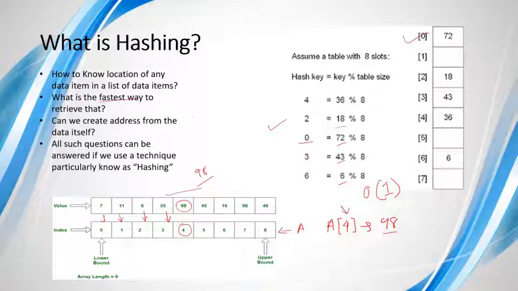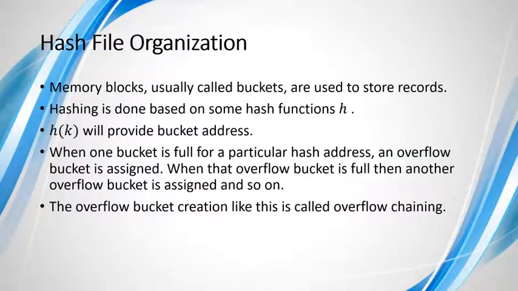Having this basic preliminary idea of hashing, we can build a storage structure for a larger database, or any particular file. What do we do in case of storing records for the database? First, memory blocks are provided, usually called buckets, to store the records. In each bucket we will keep records.